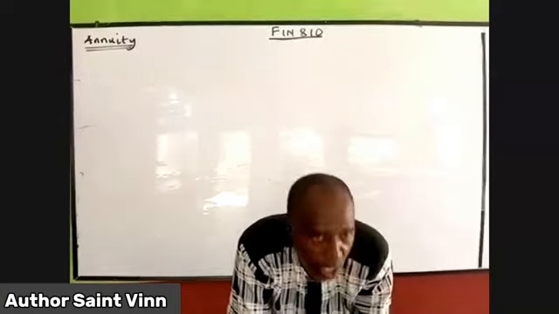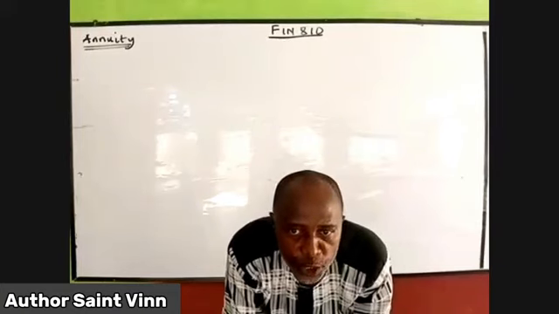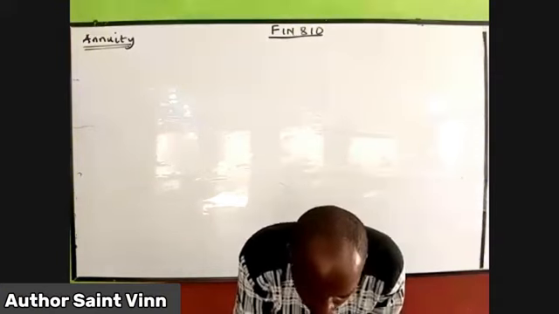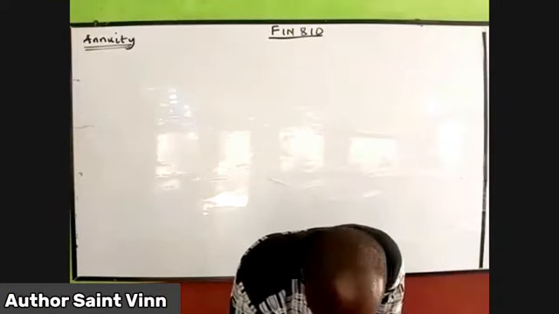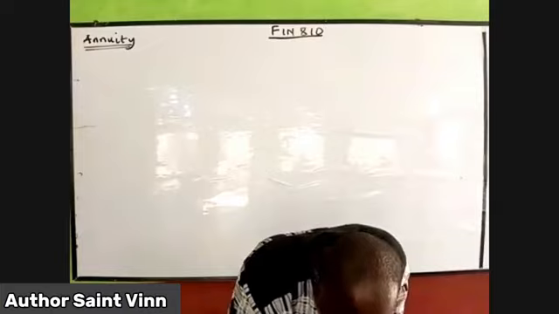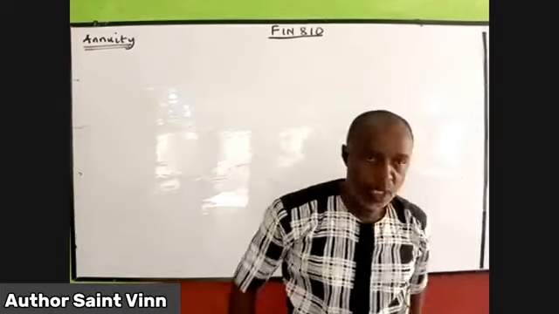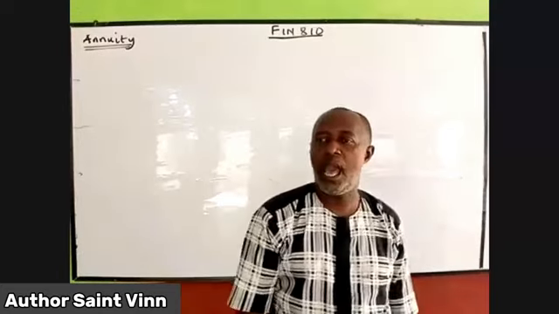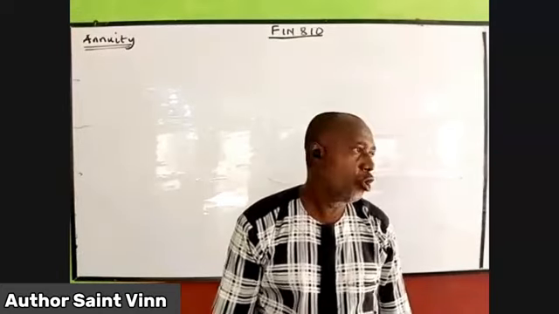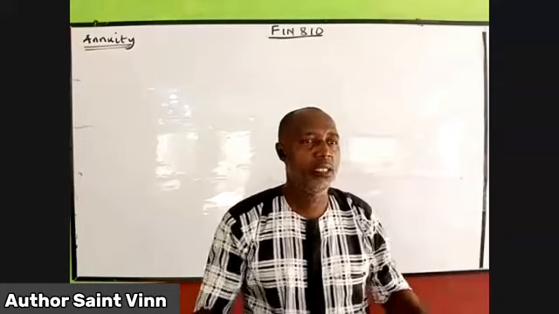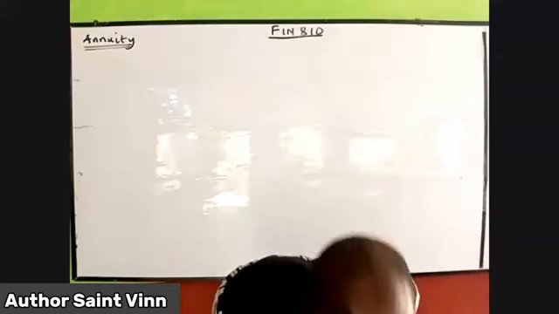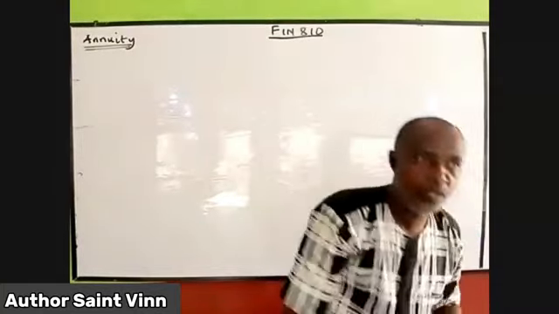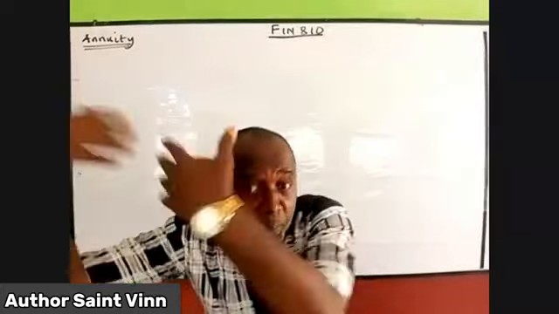Or annuity due, D-U-E. Annuity due (open bracket, at the beginning). At the beginning. Close the bracket. In simple language, annuity is divided into how many? Two. One is ordinary, which is at the end. One is due, which is at the beginning.